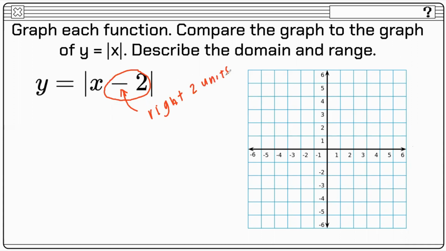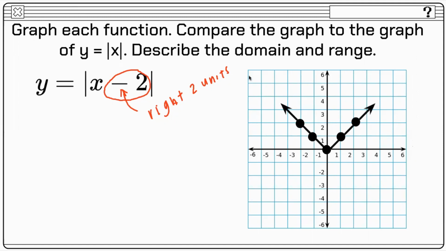And just like the last problem, we're going to compare it to the original graph and also describe the domain and range. And so for the first part, let's go ahead and just graph our parent function so that we can do our translation. Remember that your original function or parent function is going to be y equals absolute value of x. The points for that are (0, 0), (-1, 1), (1, 1), (-2, 2), and then (2, 2). And you can go ahead and connect those with your lines.